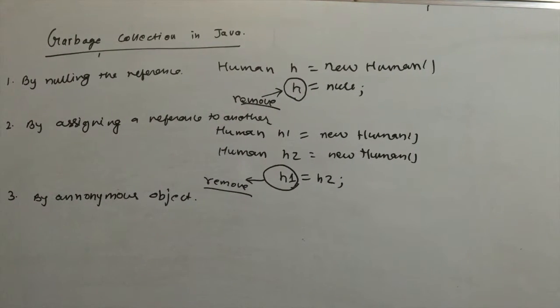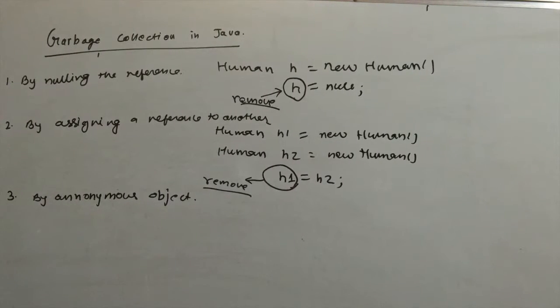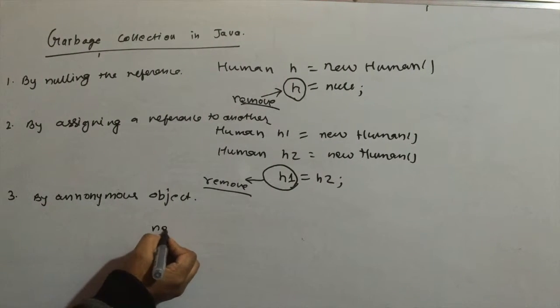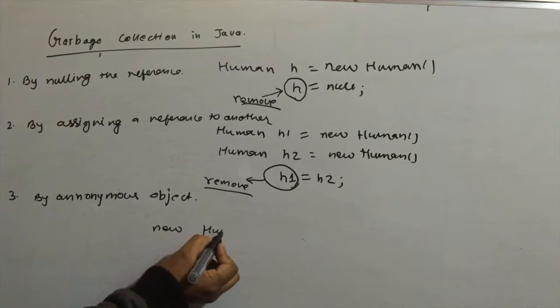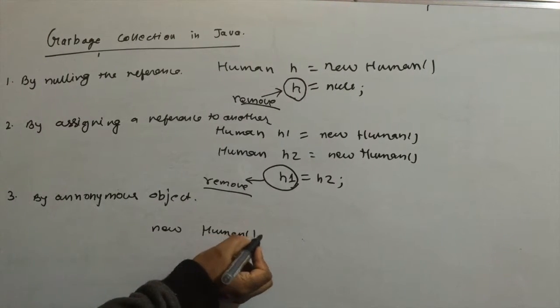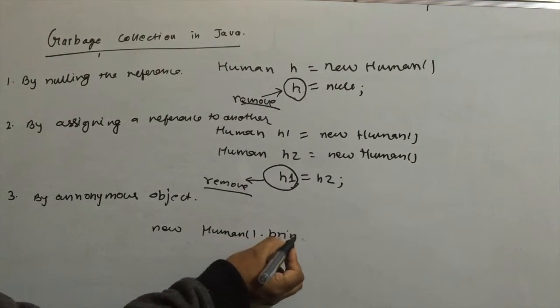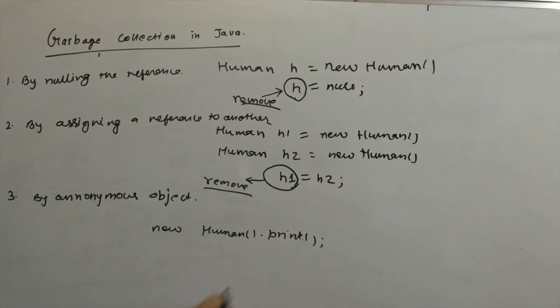Now another process is by anonymous object. New Human().print. So if there is no variable declared, then it will be unreferenced as well.